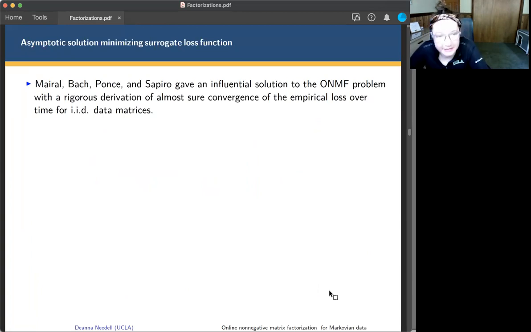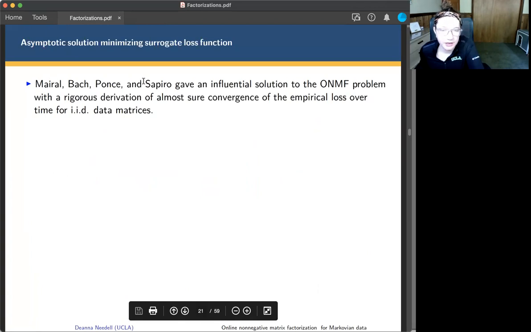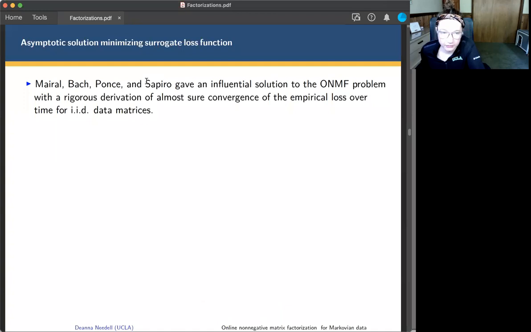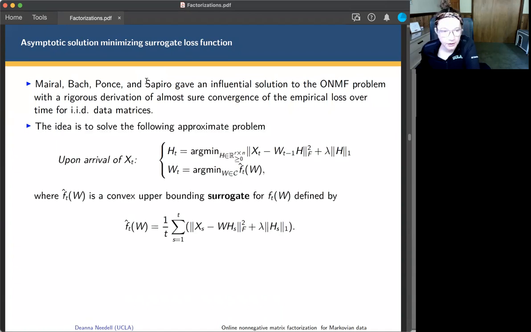So again, in the IID case, this was already known. This group of people gave a good solution to this problem in the online setting, and they derived an almost sure convergence of an empirical loss. And this was for IID data matrices. Here, I won't go too much into the implementation. I just want to mention a couple of takeaways.